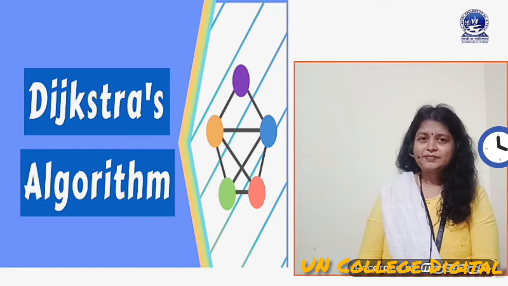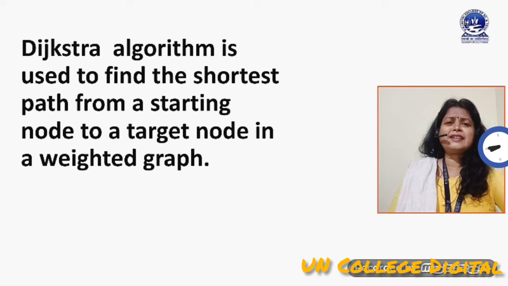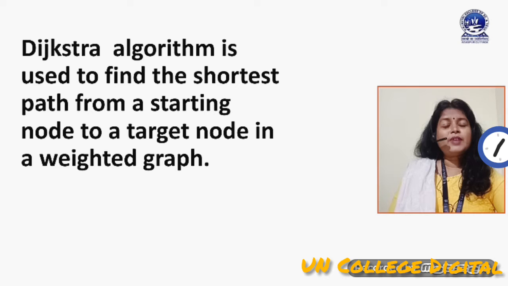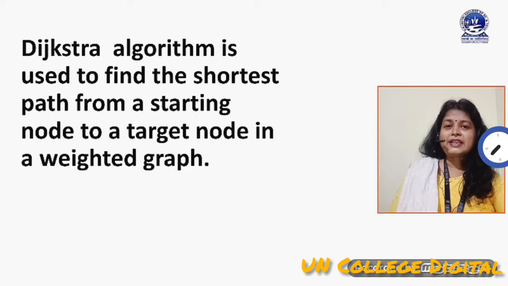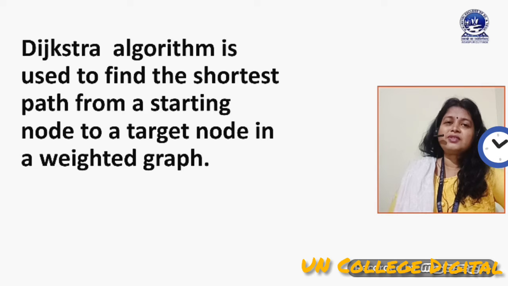Let's start. Dijkstra algorithm is used to find out the shortest path from a starting node to a target node in case of a weighted graph. We know that there are various types of graph: weighted graph, non-weighted graph, directed graph, undirected graph, lots of different types. Dijkstra algorithm is particularly implemented in case of a weighted graph to find out the shortest path from a particular node to the target node or to the destination.